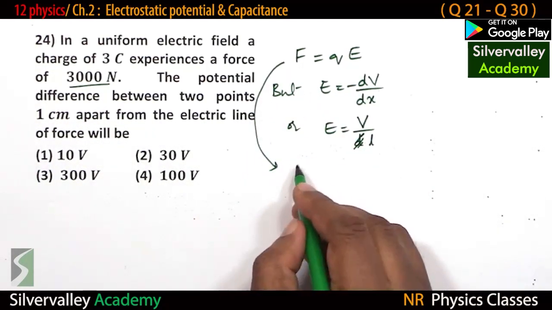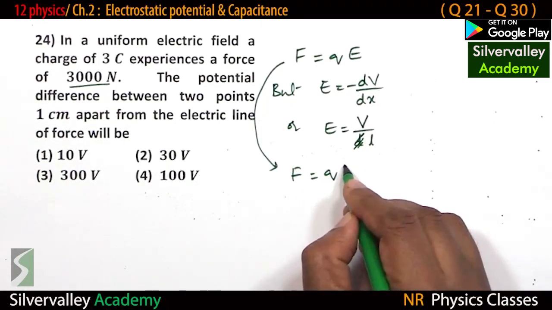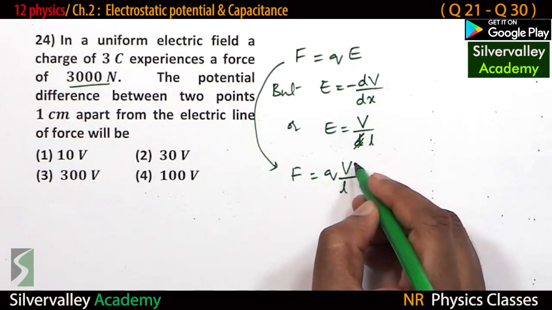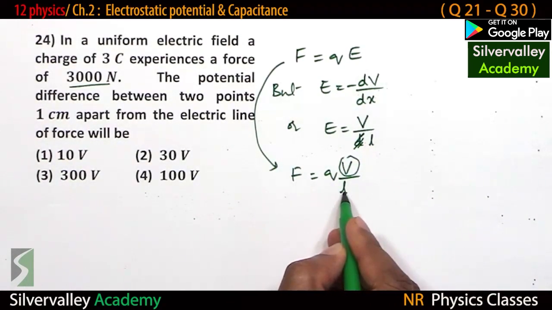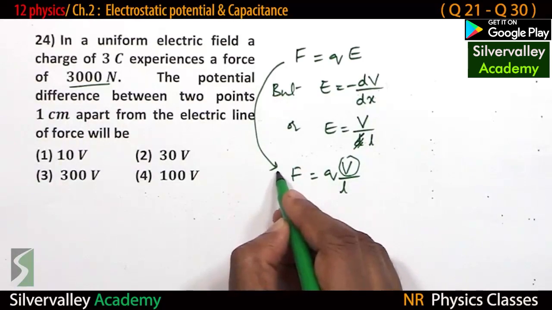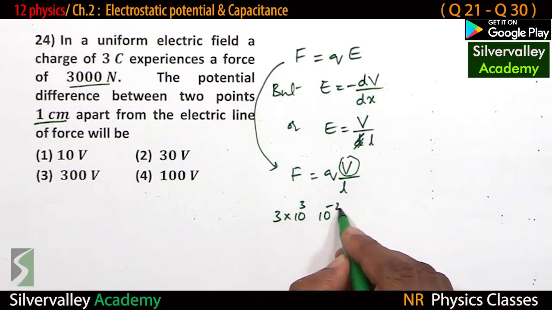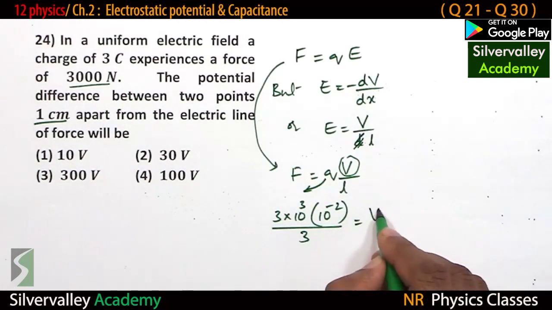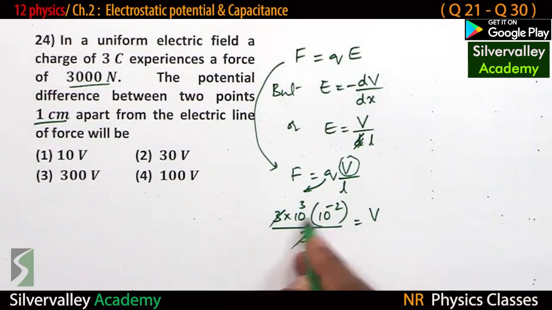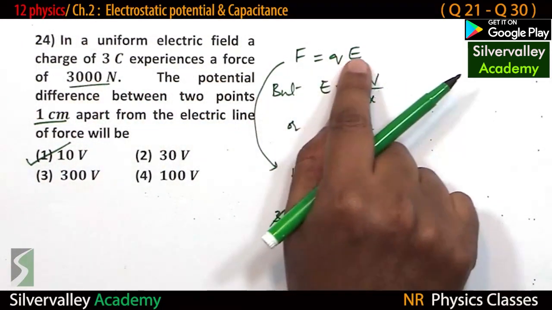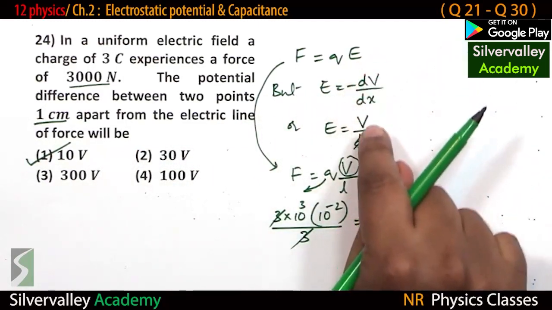So this equation becomes F equals charge times potential difference by L. Therefore potential difference is force times L by charge. Force is 3000 into L, L is 1 centimeter, 10 power minus 2, by charge, charge is 3 coulomb. This gives 10 volt. So two equations are used: the relation between force and electric field, then the relation between electric field and electric potential.